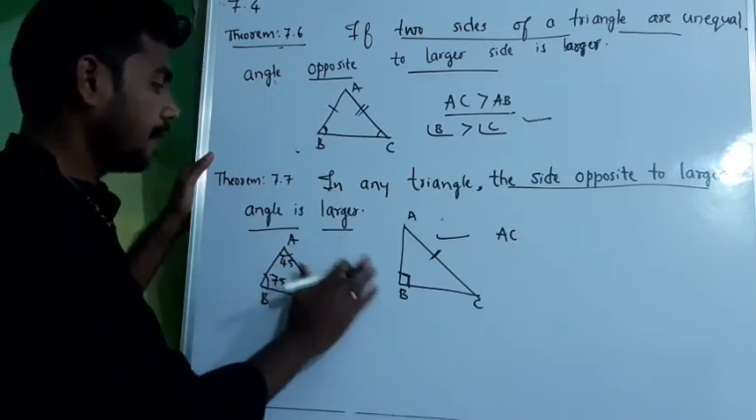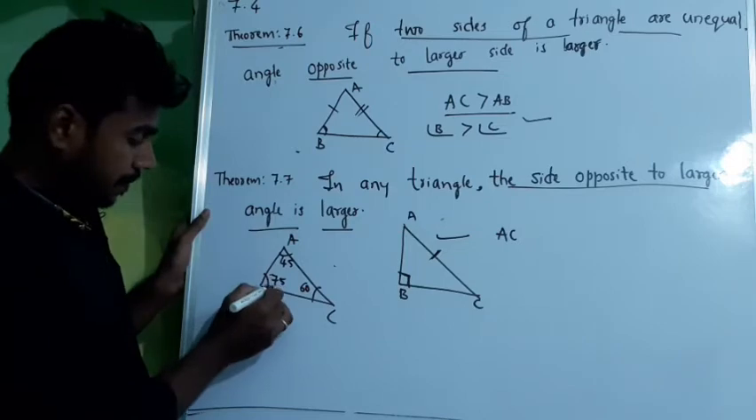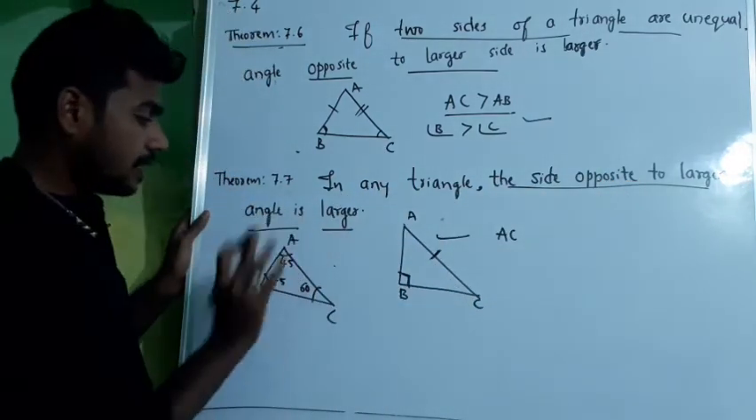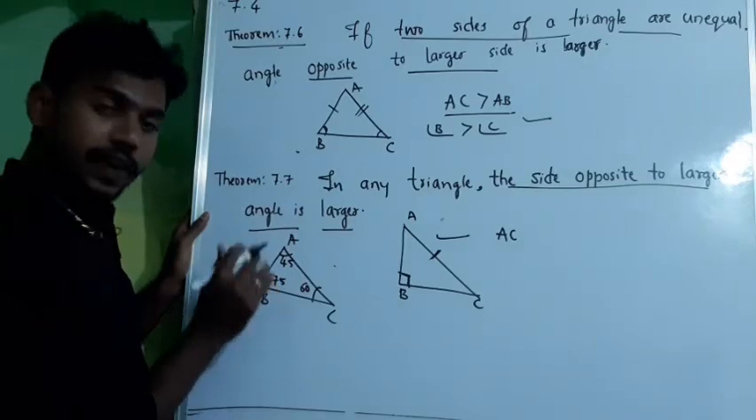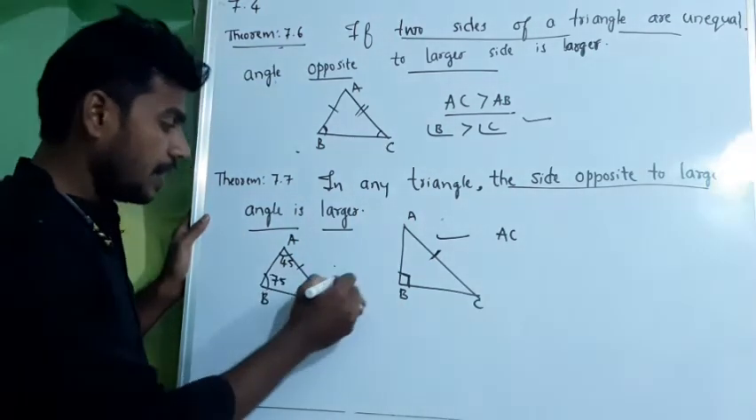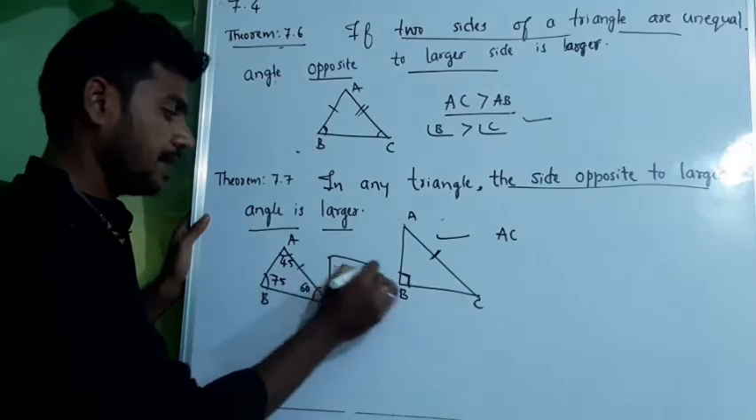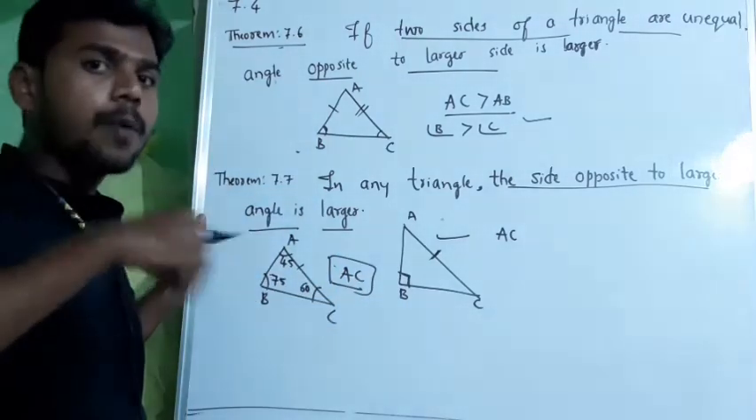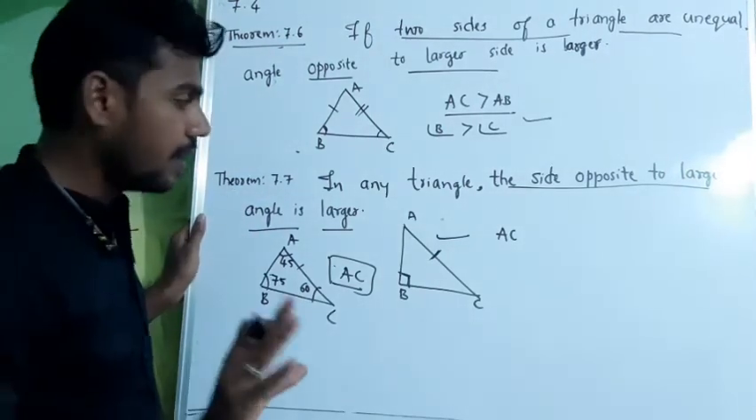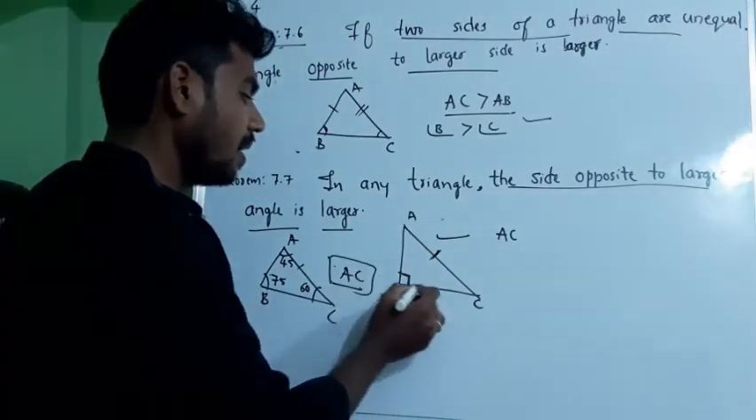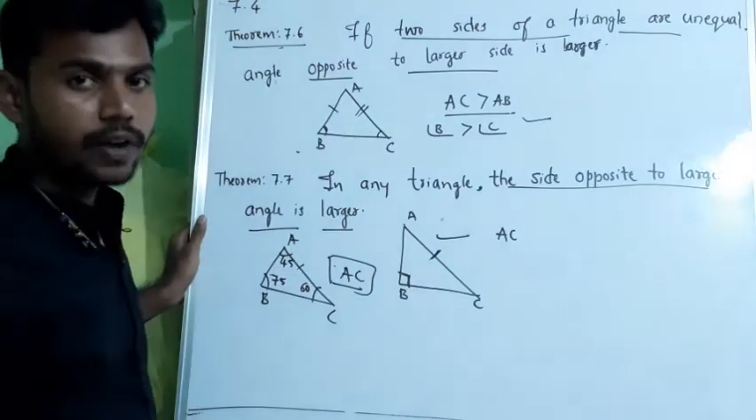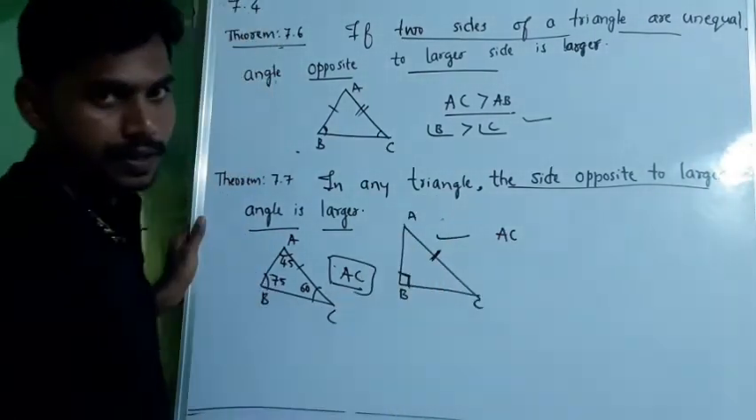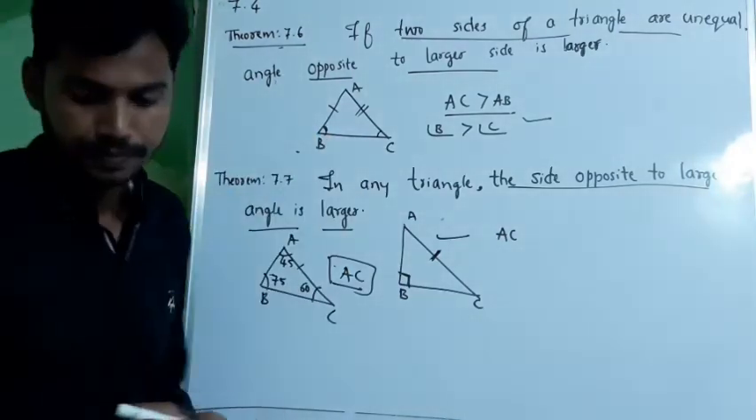Now in this, what is the statement? In any triangle, the side opposite to the larger angle is larger. So 75 is the larger angle. What is the side opposite to it? AC is the larger side. If you consider any triangle, the side opposite to the larger angle will be larger. In a right angle triangle, the side opposite to the larger angle will always be the hypotenuse. Hypotenuse will be larger. So please note this down.